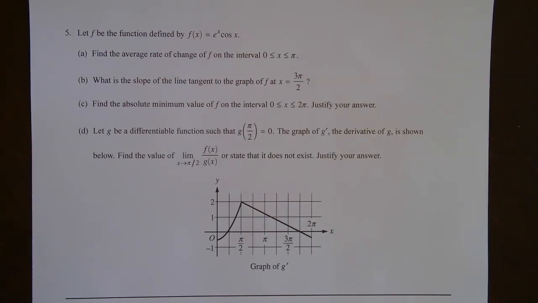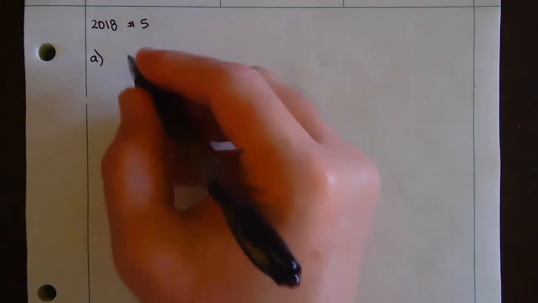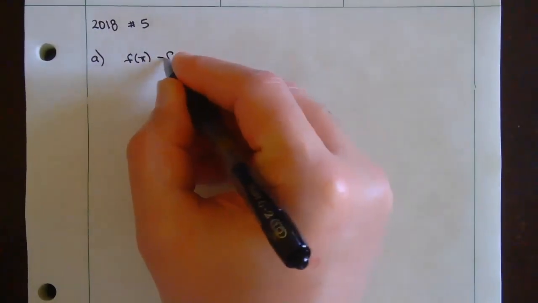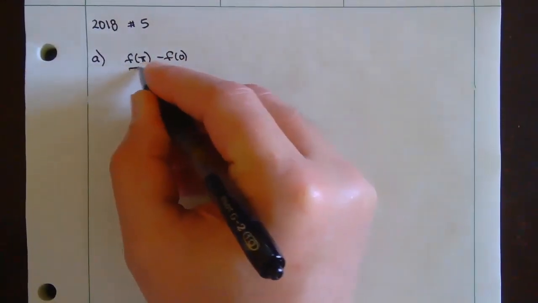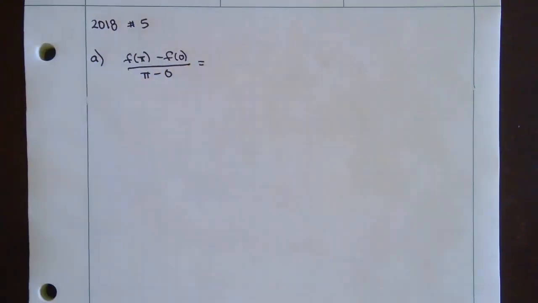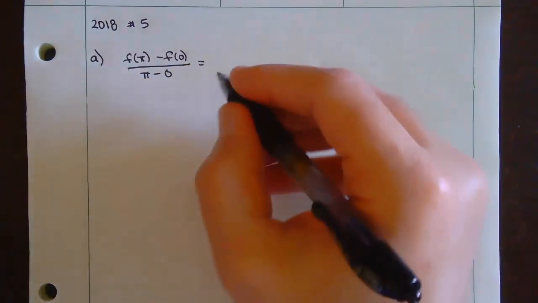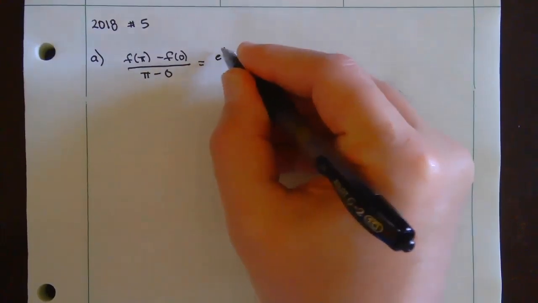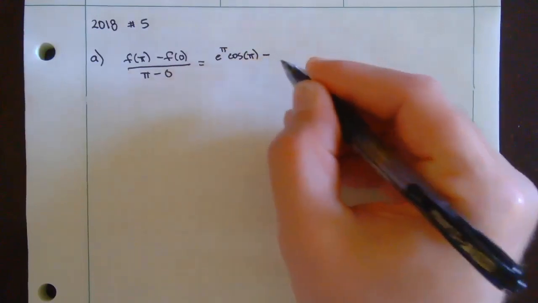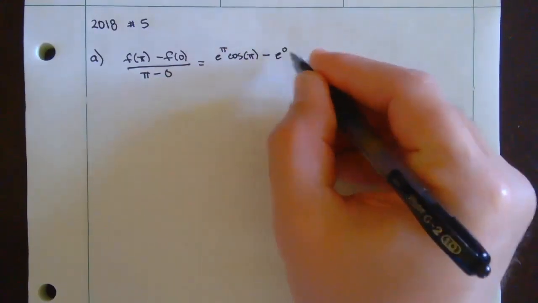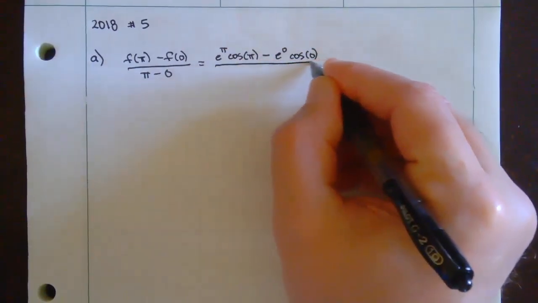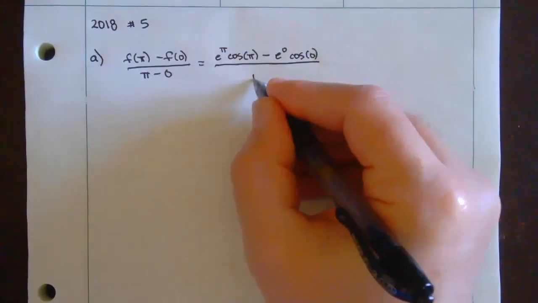Okay, so let's go ahead and do that on our paper. So this would be f of pi minus f of 0 over pi minus 0, okay? So f of x was e to the x cosine x. So this would be e to the pi cosine of pi, and then minus e to the 0 cosine of 0, all over pi minus 0, that'd be pi.